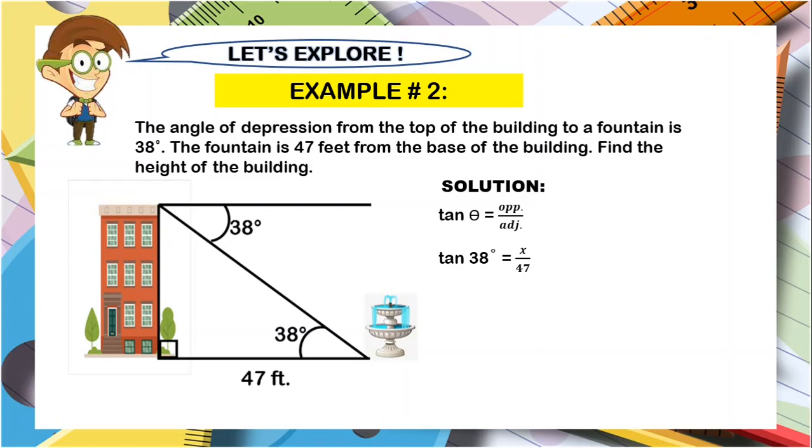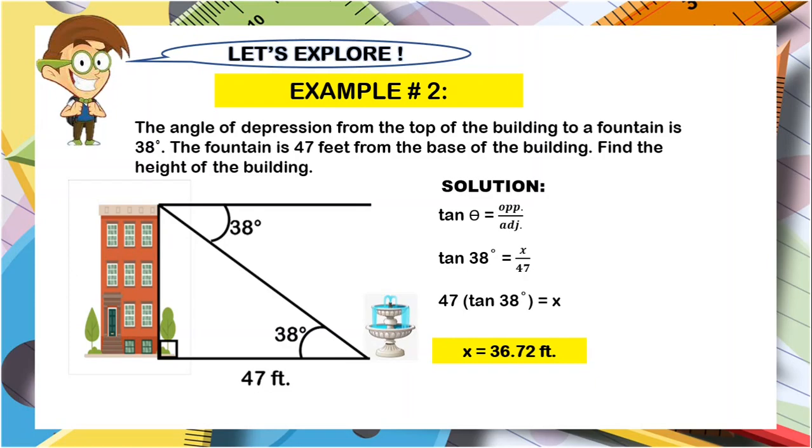Then, we multiply both sides of the equation by 47 to isolate the unknown on one side of the equation. Thus, we have 47 multiplied by tangent 30 degrees is equal to x. Solving for the value of x, we have x is equal to 36.72 feet. Therefore, the height of the building is 36.72 feet, or simply 37 feet.